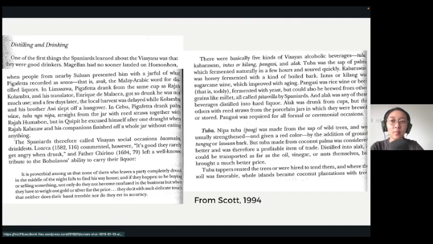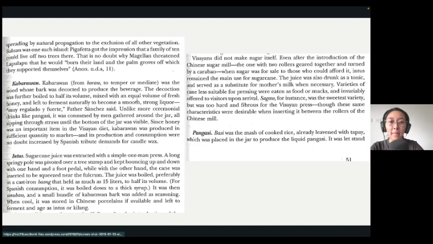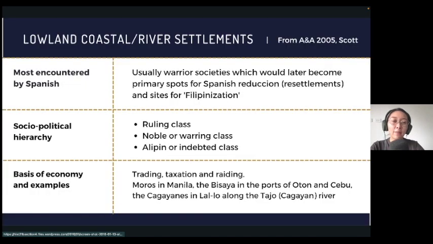Yeah. So we have other descriptions from Scott. And finally, the last kind of community we're going to study today. Now, lowland coastal or river settlements are interesting because they're usually warrior societies as well, which had a very strong trade aspect. No? So these would be the most encountered by the Spanish.